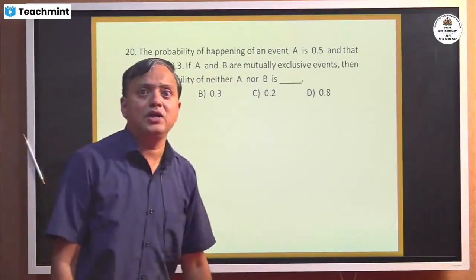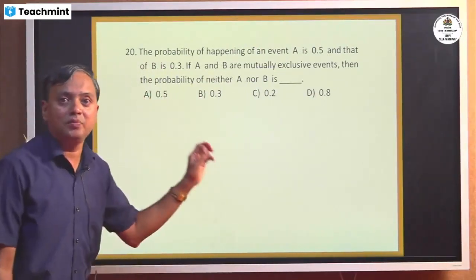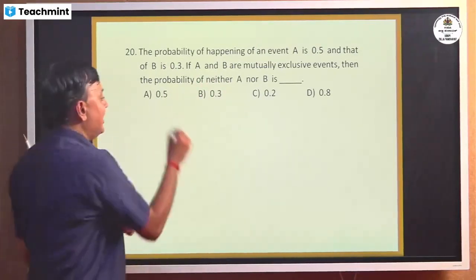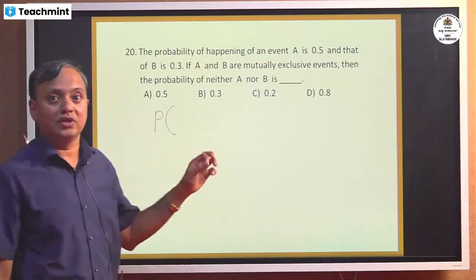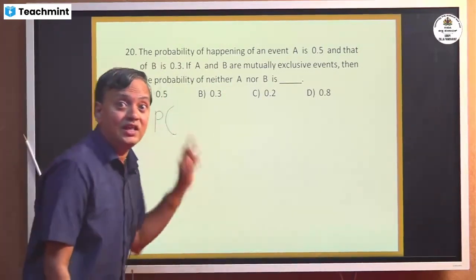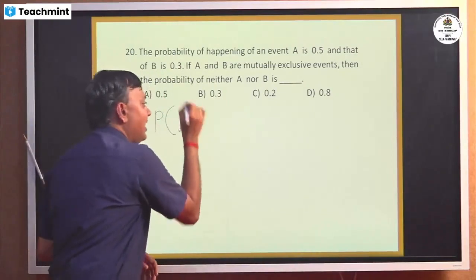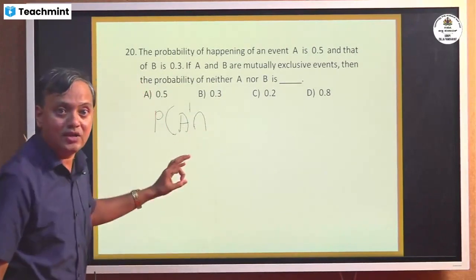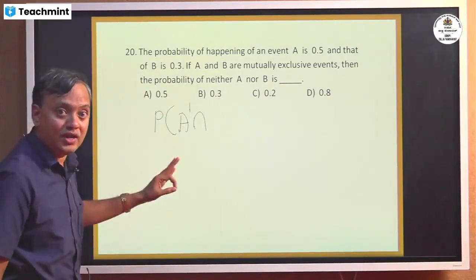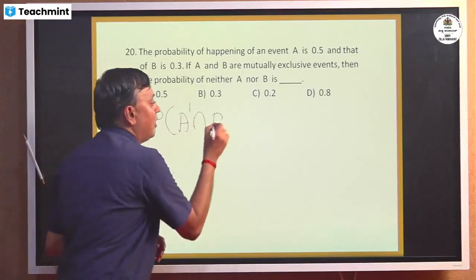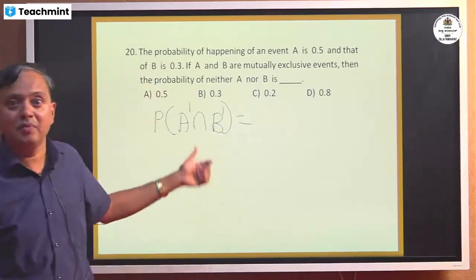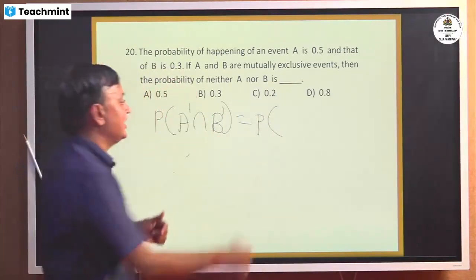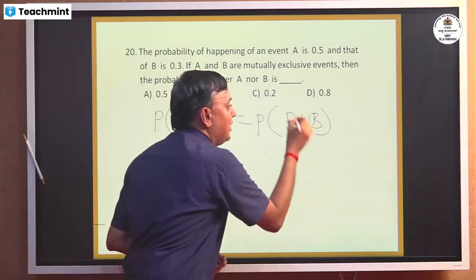Probability of happening of an event A is 0.5 and that of B is 0.3. A and B are mutually exclusive. We want the probability of neither A nor B. Neither A nor B means probability of not A and not B. So probability of neither A nor B is equal to probability of A dash intersection B dash, which by De Morgan's law is A union B whole dash.